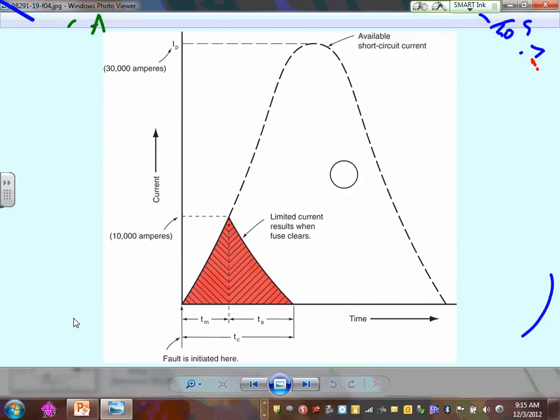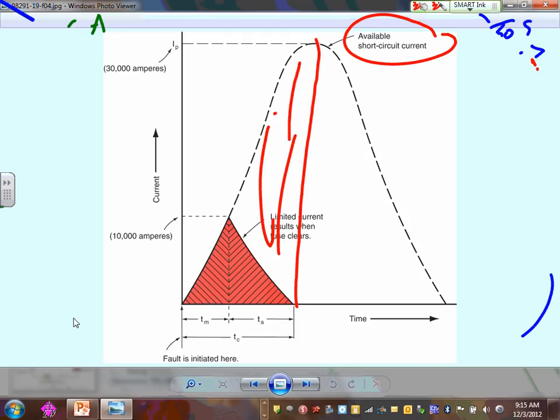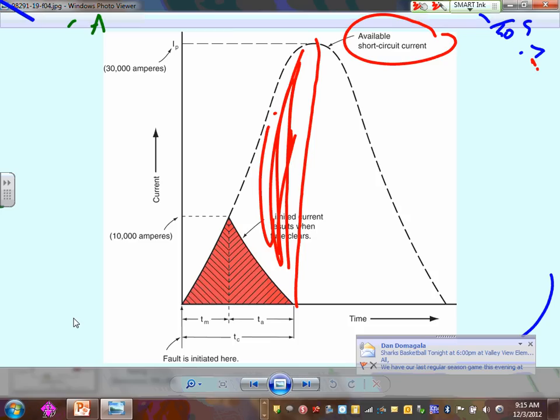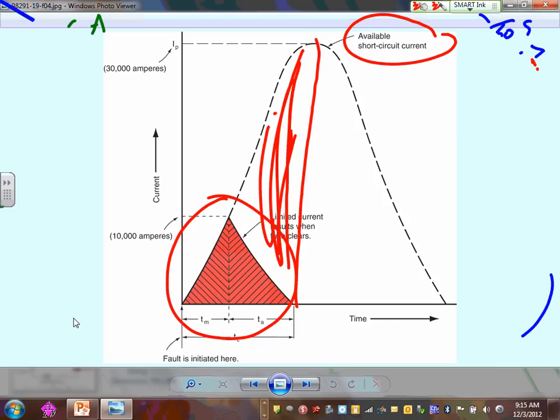Cool. Okay, this is basically, guys, a quarter of a cycle, and how much current you can see is the available short circuit way at the top, and you can trip within a quarter of a cycle. So from here to here is what you're tripping. You can trip in a quarter or even less. That's what the current limiting fuse does for you. Look at that, they're limiting even in less than a quarter cycle.